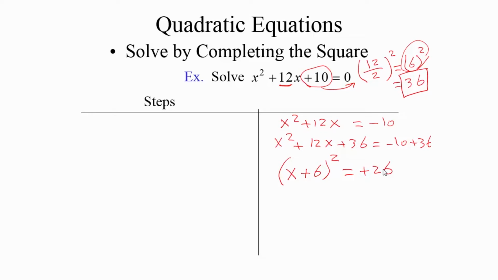Now, I take the square root of both sides. The square root of x plus 6 squared would be x plus 6. Equal. When I take the square root on both sides, on the outside I have to remember to put a plus or minus. So it would be plus or minus the square root of 26.